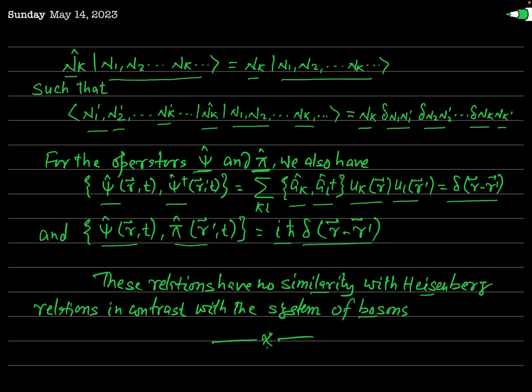So you have seen that in 3 lectures we have completed the second quantization of the Schrodinger field or non-relativistic field. Now in the forthcoming lecture we will see the second quantization of the relativistic field and the electromagnetic field.